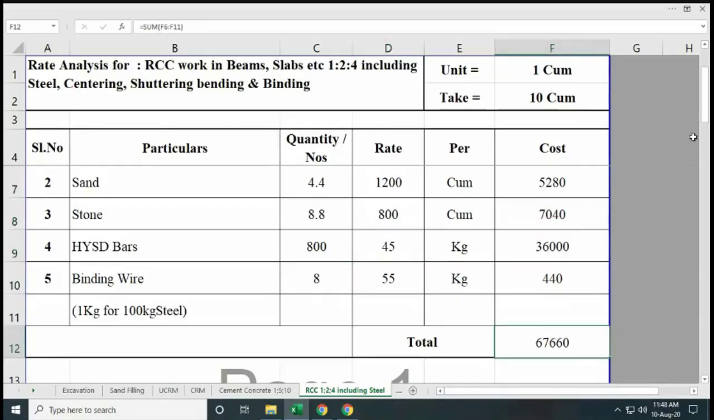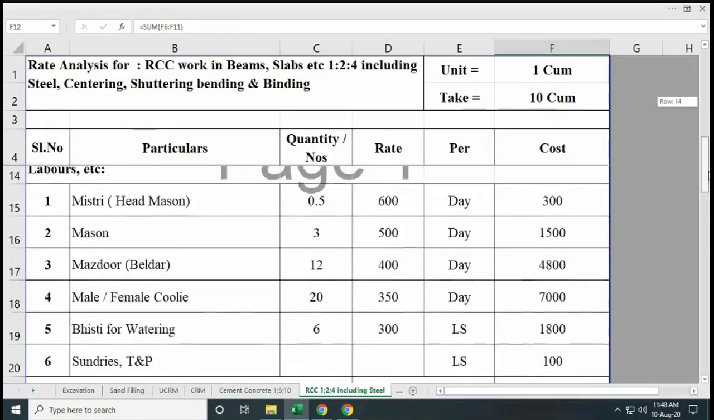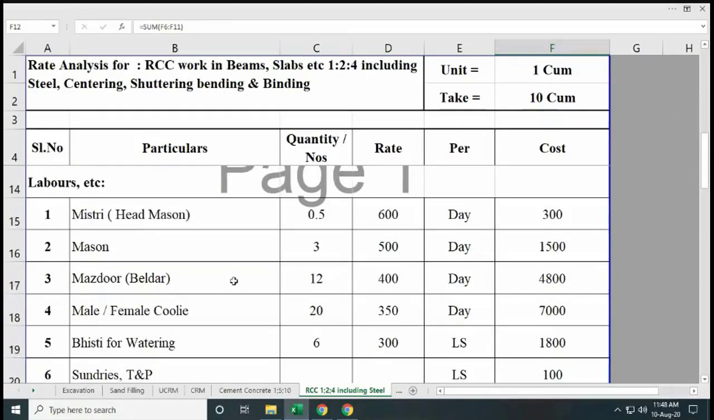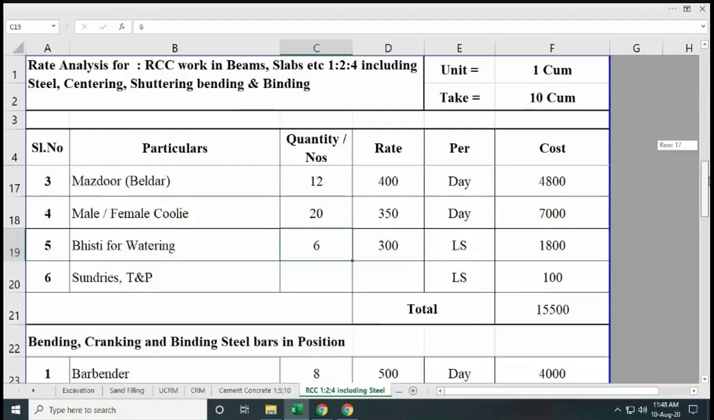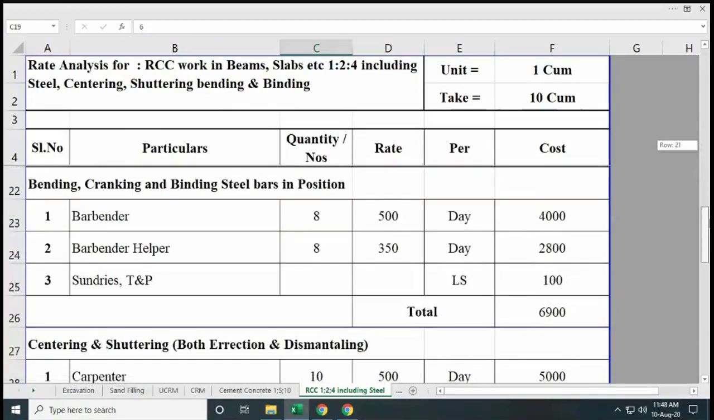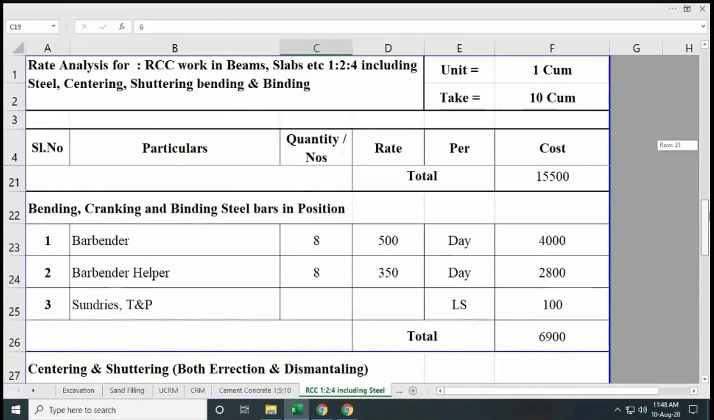This is the total cost of material. Then next we will calculate for labor. So how many laborers are required? Mason, head mason 0.5, mason 3, mazdoors, male and female coolies and all, these many numbers are required. Then next, this is for concreting and all that you will have.